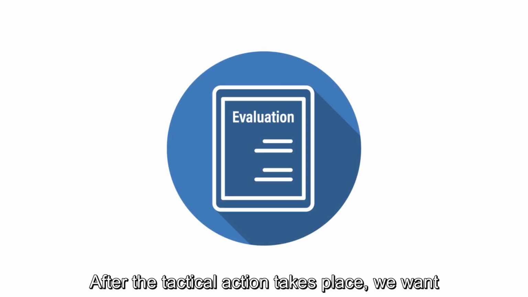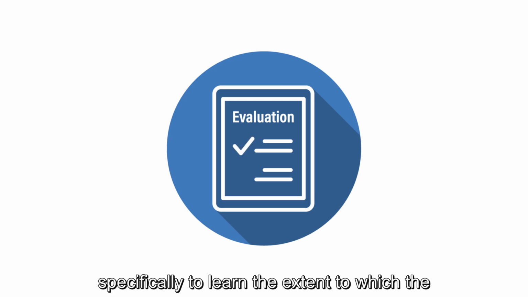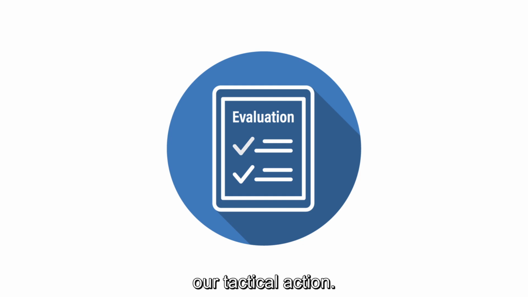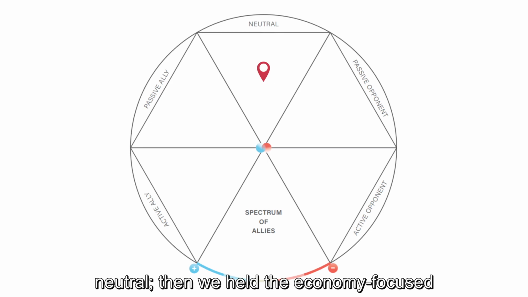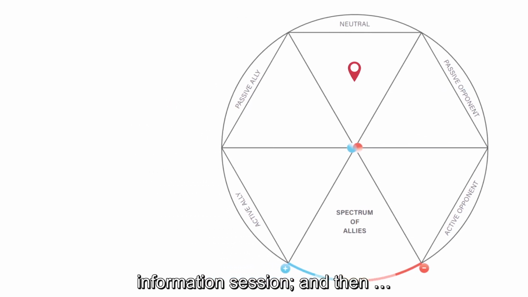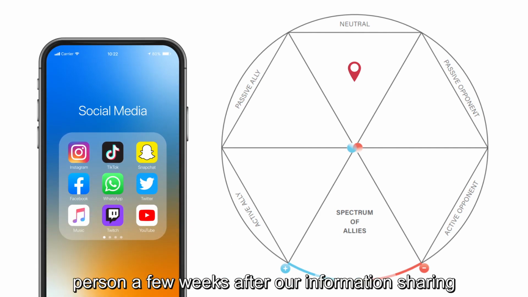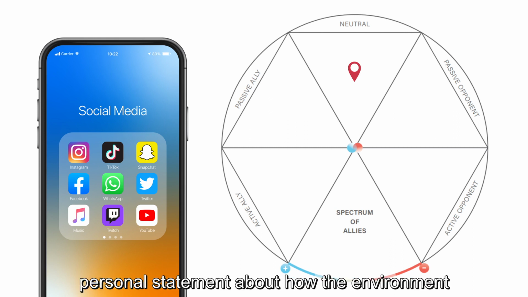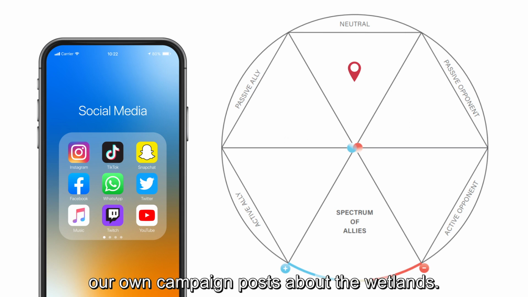After the tactical action takes place, we want to evaluate the success of that tactic, specifically to learn the extent to which the target has moved on the Spectrum of Allies after our tactical action. In this case, the council person started as neutral, and then we held the economy-focused information session. And then we returned to the social media of the council person a few weeks after our information sharing session, and we learned that they posted a personal statement about how the environment impacts the economy, and they reshared two of our own campaign posts about the wetlands.